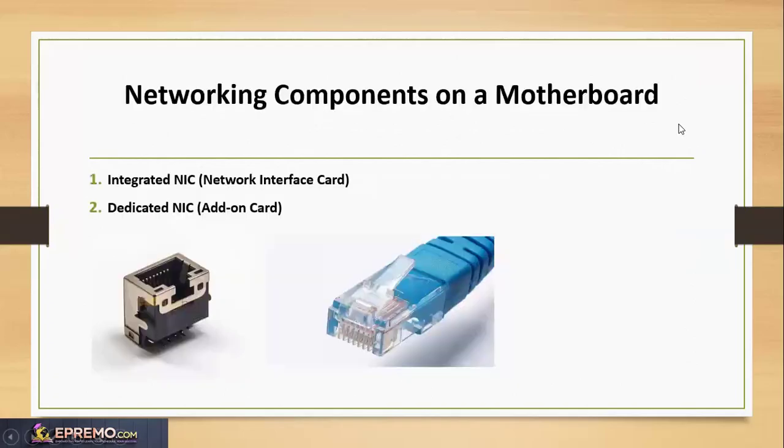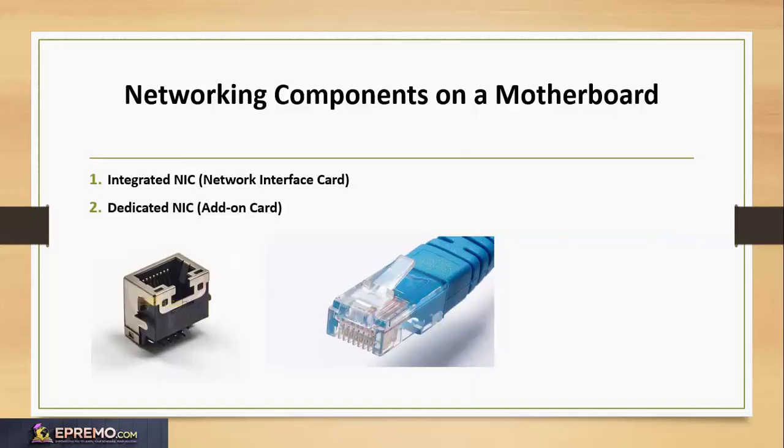Then we have the networking component on a motherboard. In a typical motherboard, a network card is mostly coming with it. If you remember the motherboard that I presented to you in the previous video, you notice that there is an RJ45 port where you can connect your RJ45 cable. So that is the network interface card that is embedded on the motherboard itself, and we call it an integrated network interface card because it is embedded on the motherboard itself.